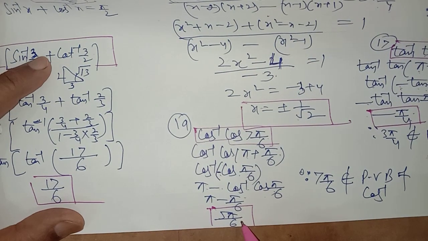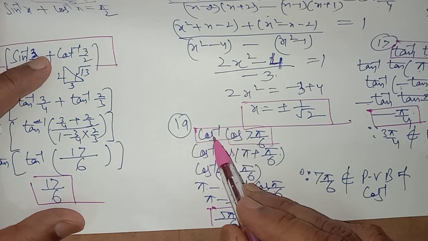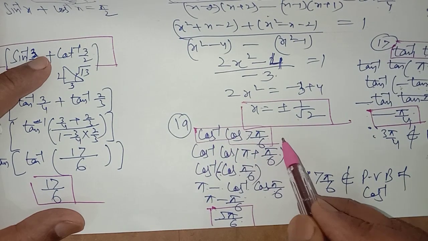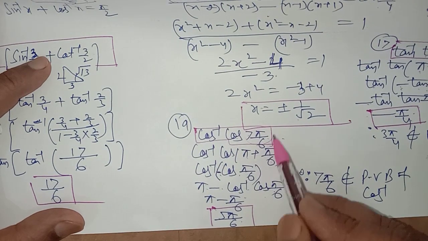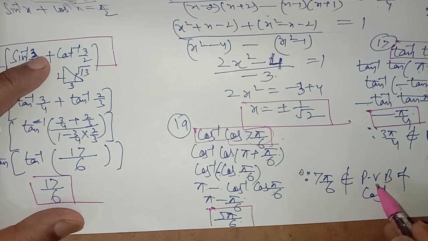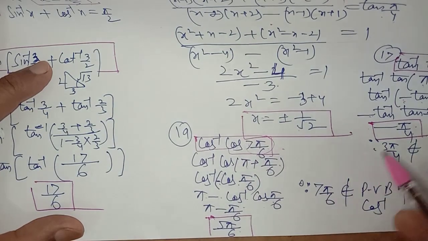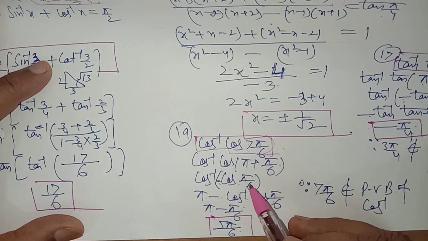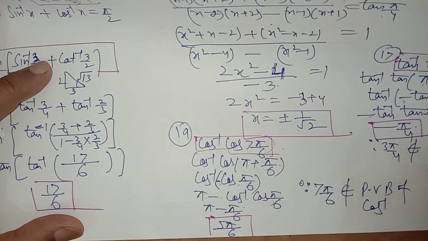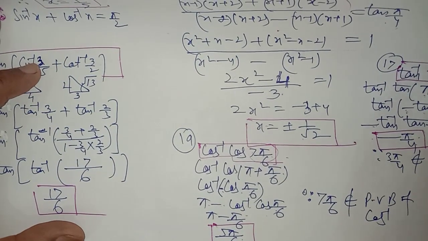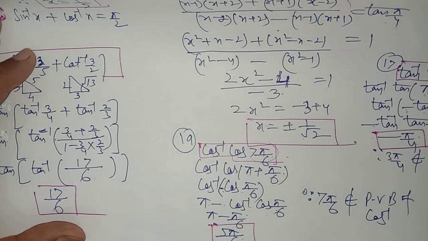And simplify, which will give 5 pi by 6. Now, why have we not written cos inverse cos 7 pi by 6 is equal to 7 pi by 6? Because this 7 pi by 6 does not belong to the principal value branch of the cos inverse. That is why I broke this angle to convert it into the principal value branch of the cos inverse, which is 0 to 180 degrees. Now, I'll discuss the remaining questions in the next lecture. Thank you.